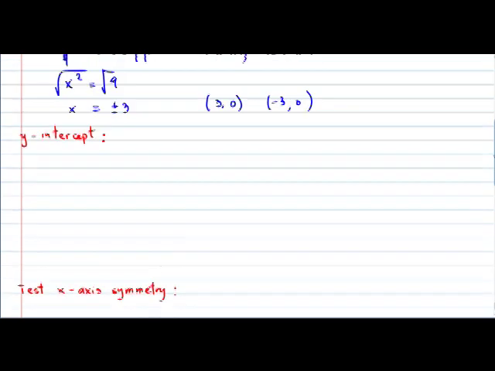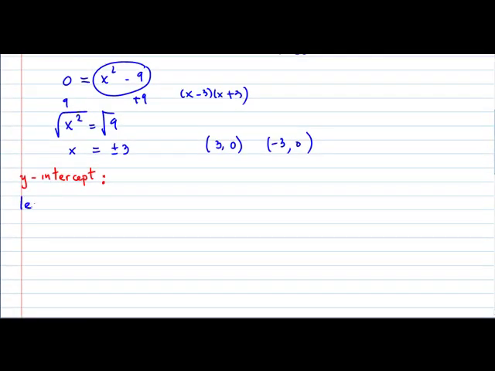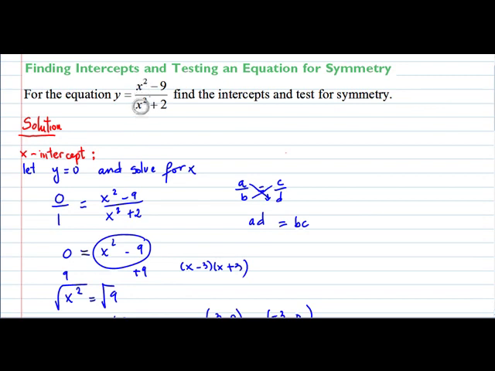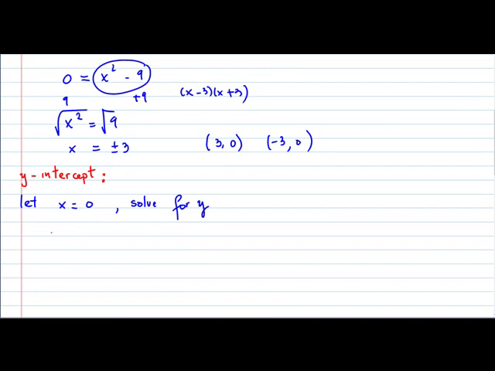To find the y-intercept, we let x equal to 0 and we solve for y. So we go back to our equation here and replace x with 0 here and over here. So I have y equal to 0 squared minus 9 over 0 squared plus 2, which is minus 9 over 2. So that is our y-intercept: when x equal to 0, y is minus 9 over 2.